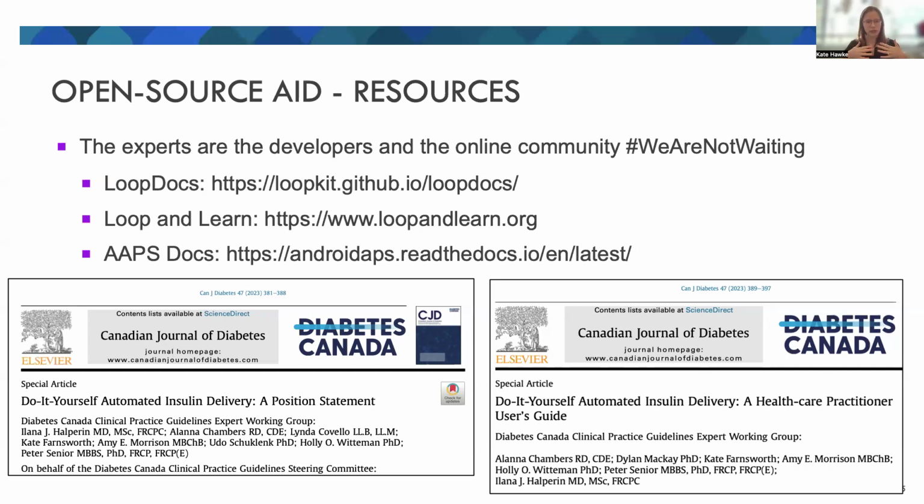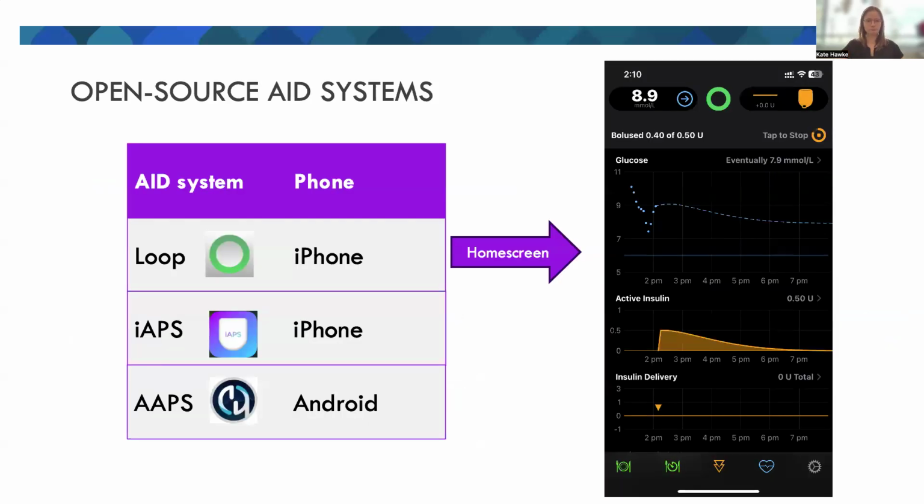In terms of Diabetes Canada resources, there's this excellent pair of companion articles published in the Canadian Journal of Diabetes last year, the position statement by Halperin and colleagues, and this healthcare practitioner's user's guide by Chambers and colleagues. So both of those are definitely worth a read.